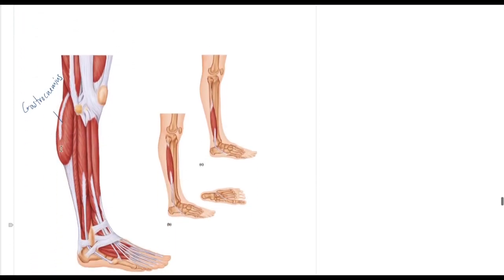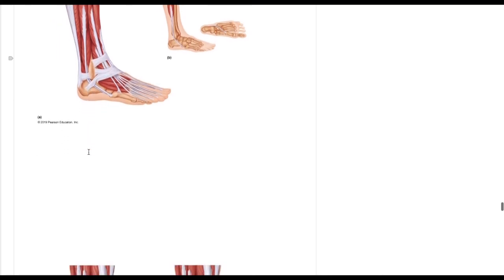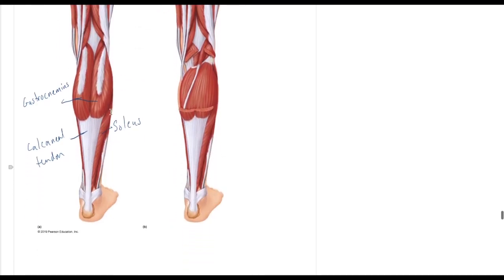Then we have our gastrocnemius. This is the lateral portion. The gastrocnemius, and your soleus is going to run deep of that. And here's my tendon that they attach to the calcaneus here. So here's my soleus. Here's my gastrocnemius. Gastrocnemius is two heads. And then we have our calcaneal tendon or our Achilles tendon.